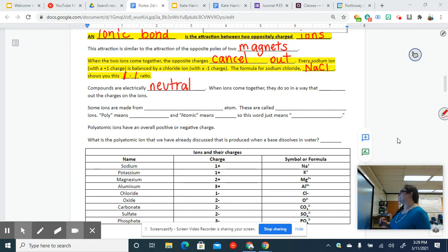So when ions come together, they do so in a way that balances out the charges of the ions. That means that you can predict what the chemical formula is going to be for something. If you know how many valence electrons something has, you can think about what the charge would be for that ion and then make a prediction on what the formula would be. There are some ions that are made from more than one atom.